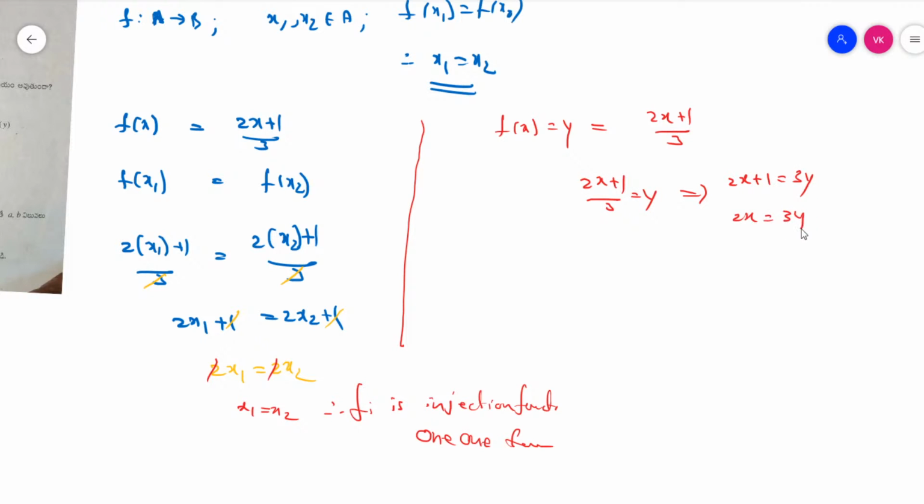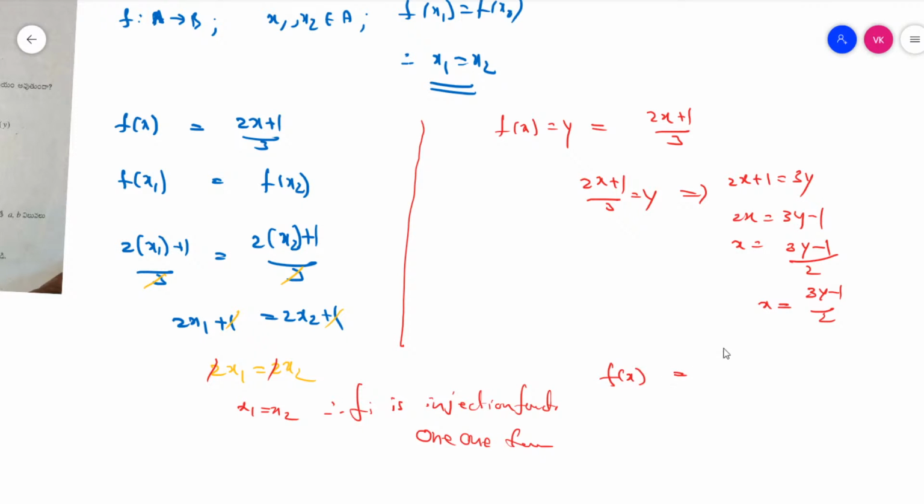Then 2x is equal to 3y minus 1. Then x is equal to (3y minus 1) by 2. Here we got the x value. Okay, x is equal to (3y minus 1) by 2. Now we have to find f of x.